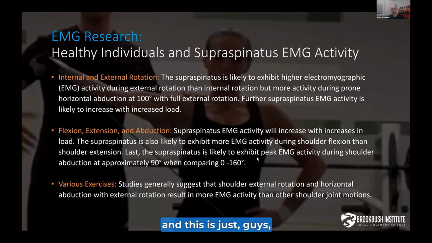So that last bit, guys, this slide is just condensing all of the EMG activity research, which you can read on the course. But all that last slide is saying, again, is you just kind of see this general theme in the research of horizontal abduction with full external rotation generally results in the largest EMG activity when we're comparing various exercises.